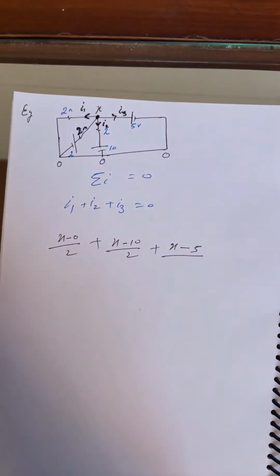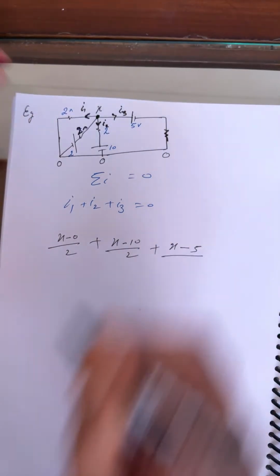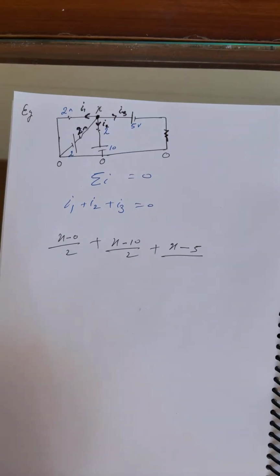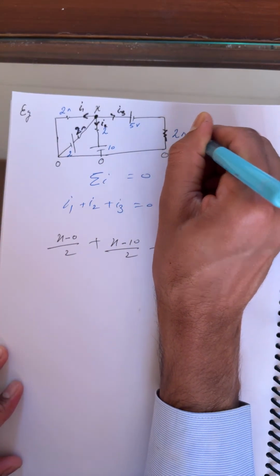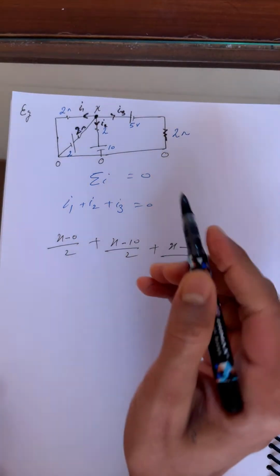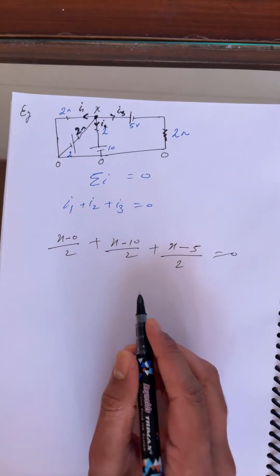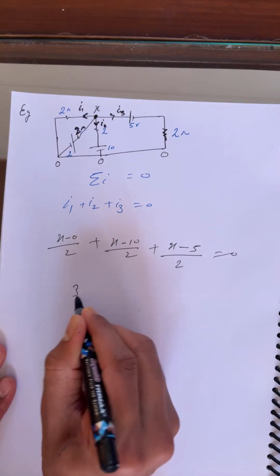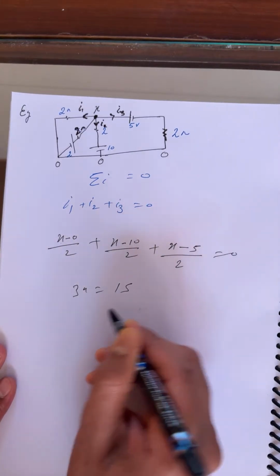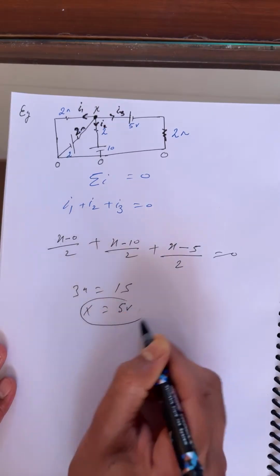Here there is one resistor, which is basically 2 ohm. So x minus 5 upon 2 equals 0. Just take the LCM, so you get x plus x plus x, 3x, equals 15. So x is what we get, 5 volt.